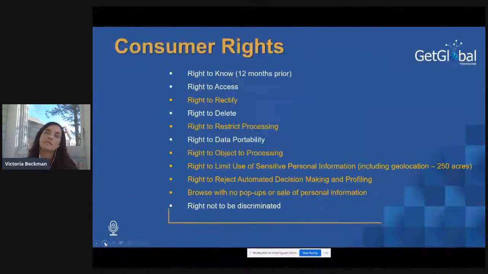So at a minimum, CCPA requires that you review your privacy notice every year, and now with this, you're going to have to review it and modify it anyway to add this.